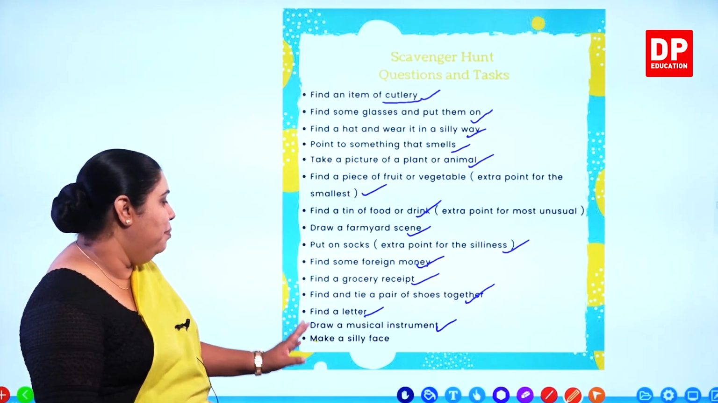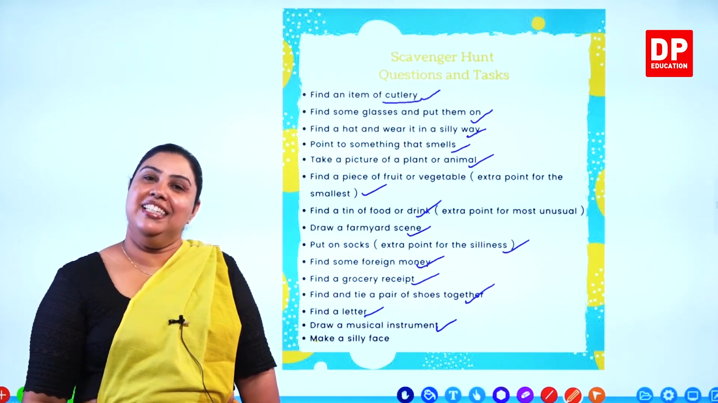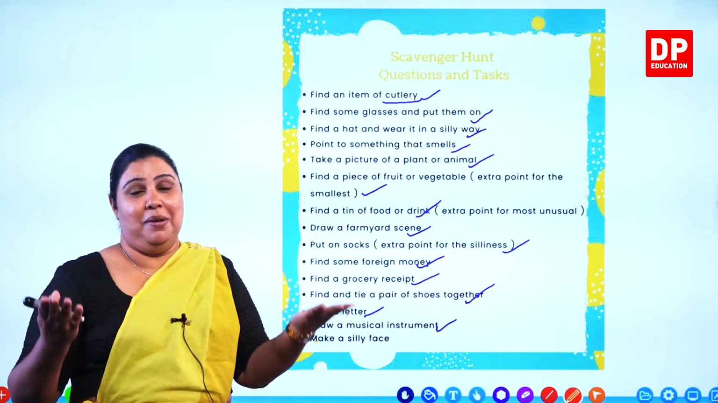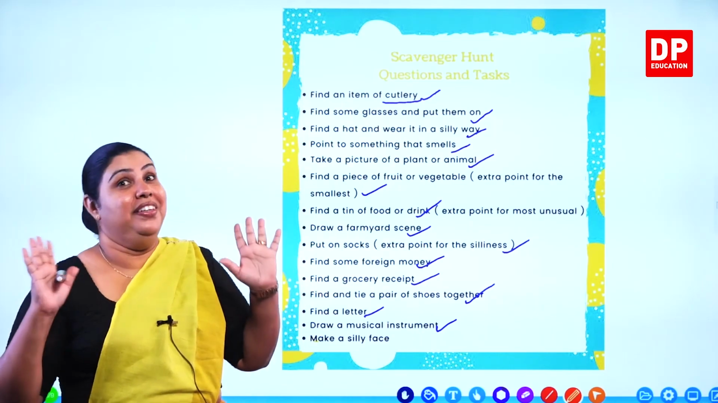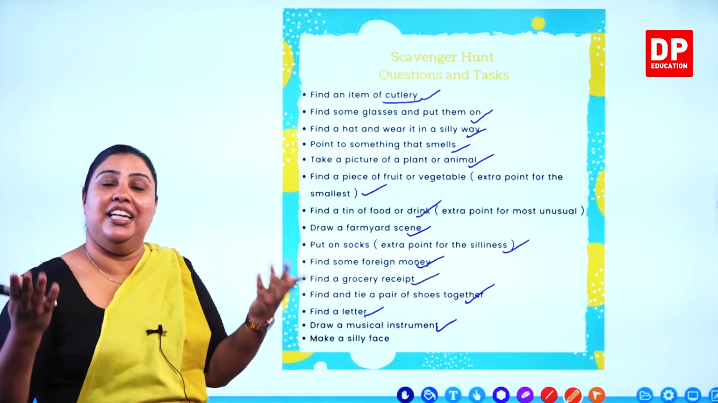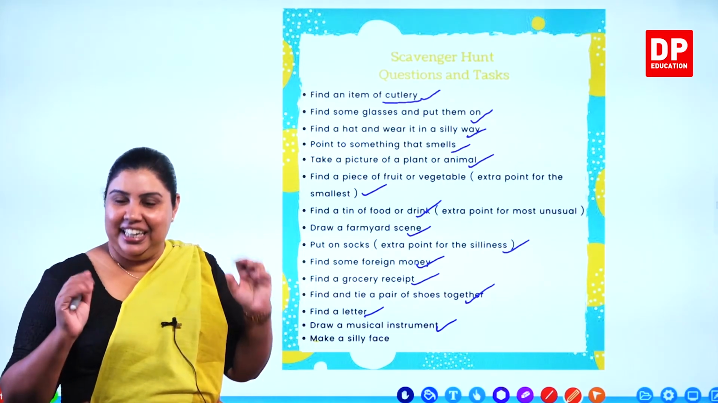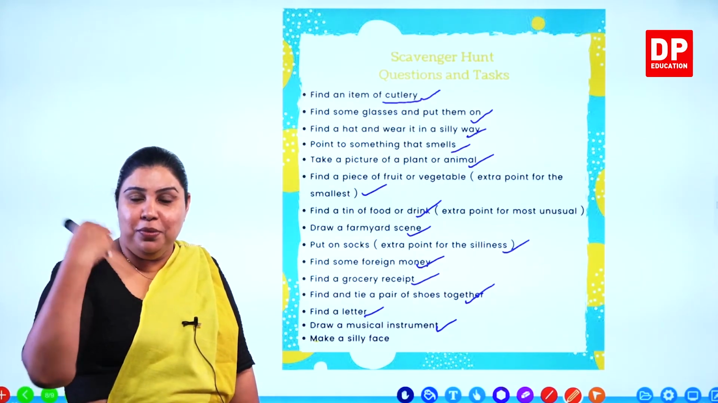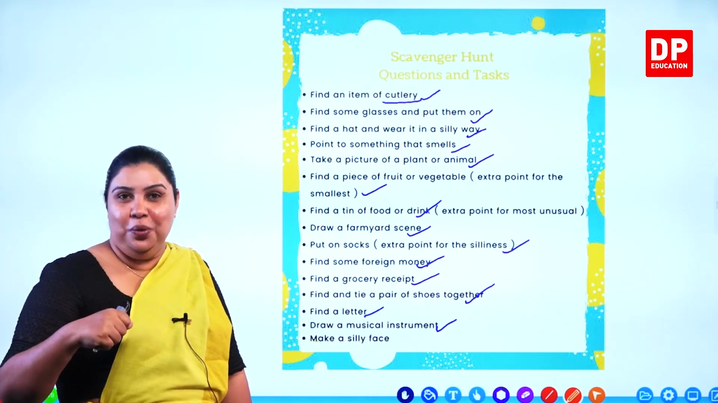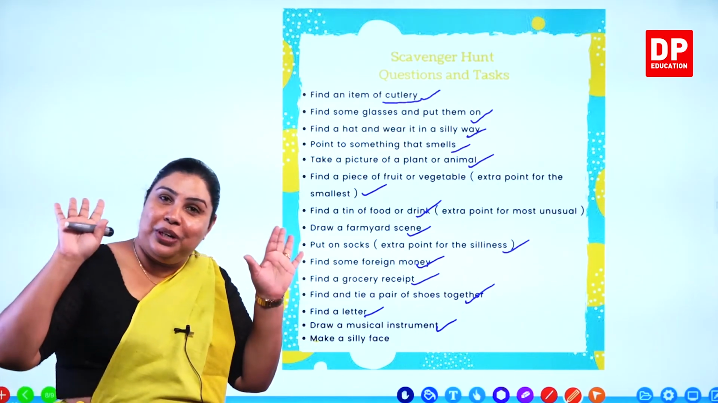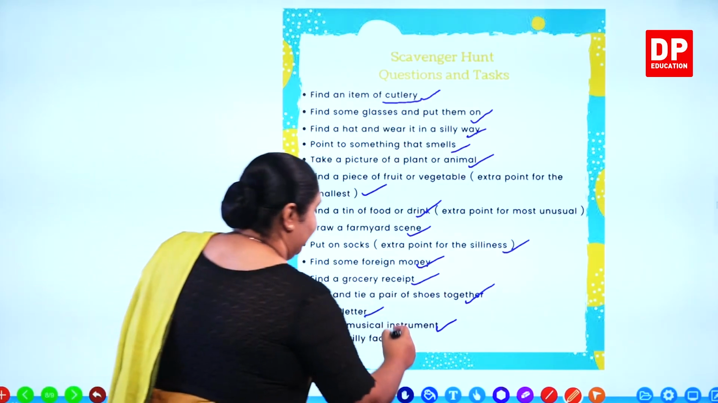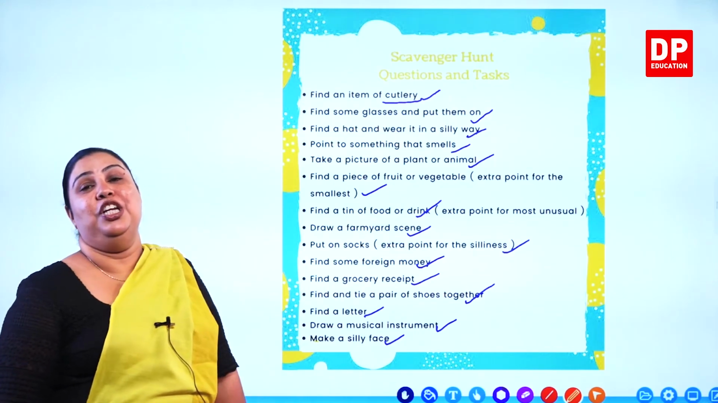Then finally, make a silly face. So you have to make a silly face, maybe you can do like this and you can show your friends and we all can have a good laugh. Right? You can put out your tongue and you can act like a silly person and then you can enjoy these games. So this is also something that is very easy. Make a silly face and you can enjoy.